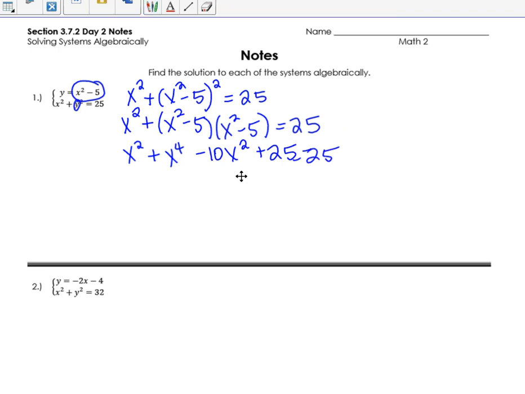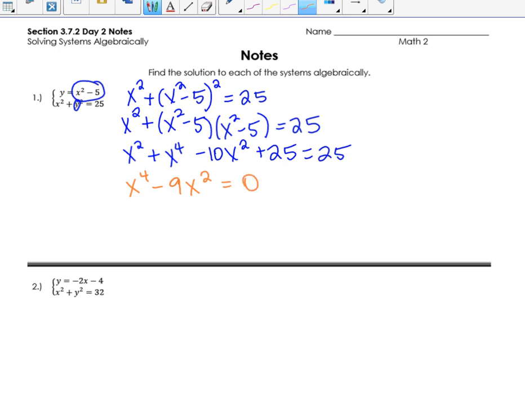Okay, so when you combine like terms, I'm going to do the same thing I did yesterday. I'm going to combine like terms and bring everything over. If I subtract those 25s, they're going to cancel. My x to the 4th is the only 4th term. I have x squared minus 10x squared, so minus 9x squared when you combine like terms. And like I said, if you bring this 25 over, it would cancel to 0.